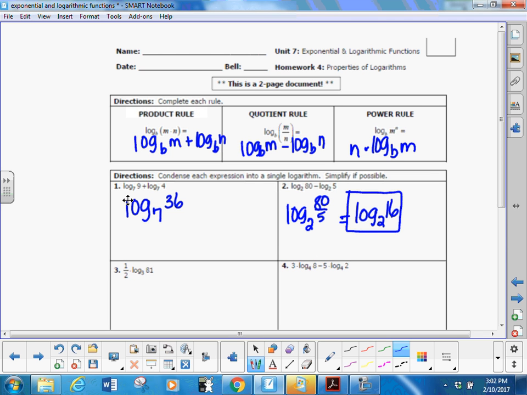For number 3, I've got to do a couple things. I see that 1/2 out front, so I know that I can rewrite it this way based on the power property. And I can neaten that up a little bit because I know that 81 to the 1/2 power can be written like this. And the square root of 81 is 9.